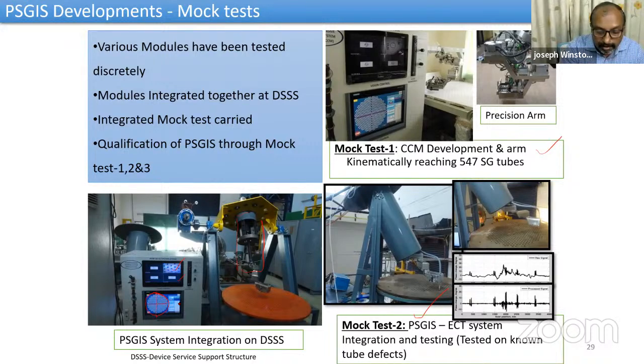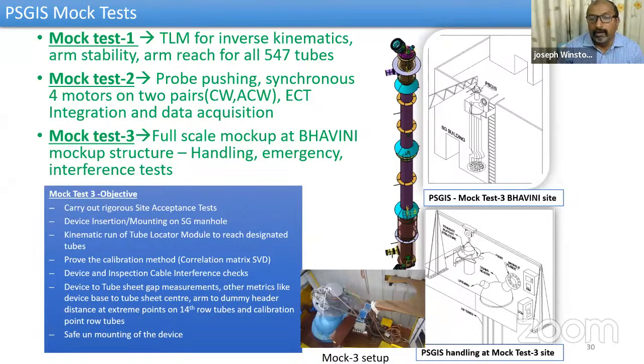The operator touches the tube or enters the value of the tube number. Then the system moves here. So all this is proof tested on a Mark 1, Mark 2, Mark 3 test setup, because it has to be rigorously tested prior to the deployment in the actual system.